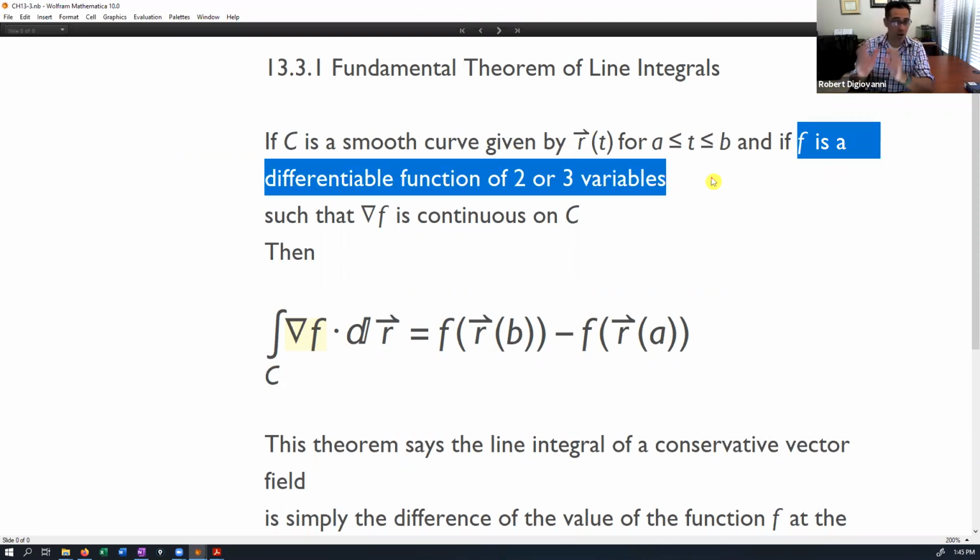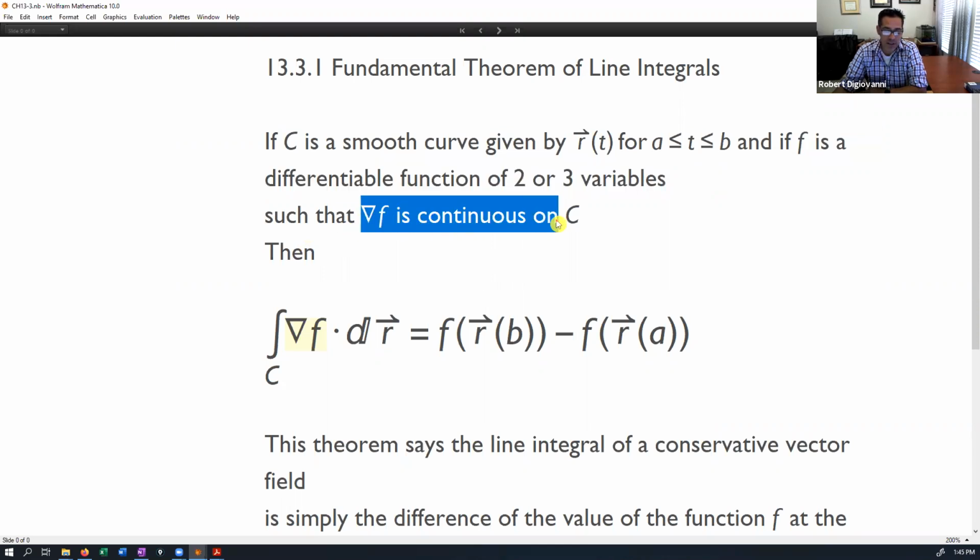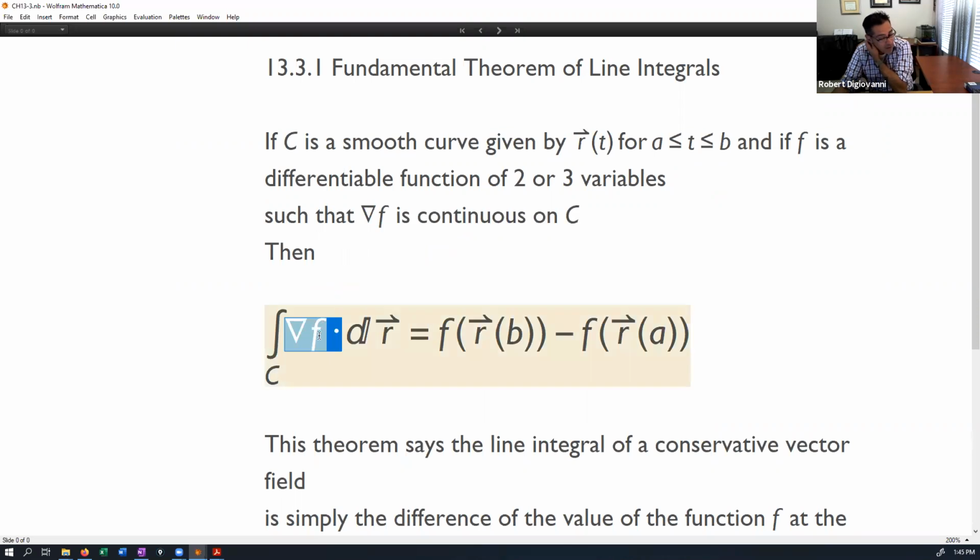so let's not confuse things. C is a curve, right? So we're given some curve through space, and we're given f, which is a scalar function, not a vector field, a scalar function. It's differentiable. It could have 2 or 3 variables, doesn't matter, such that the gradient of f is continuous on C. Then the line integral on the curve C of the gradient vector field of f dotted with dr will be equal to f evaluated at r of b minus f evaluated at r of a.